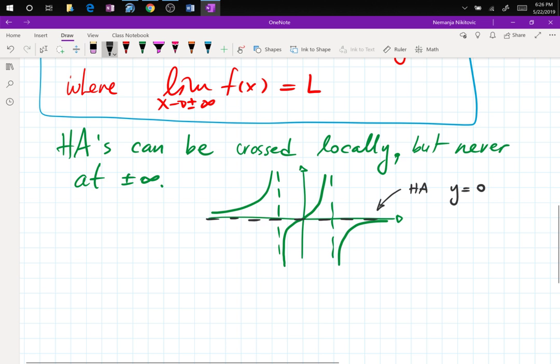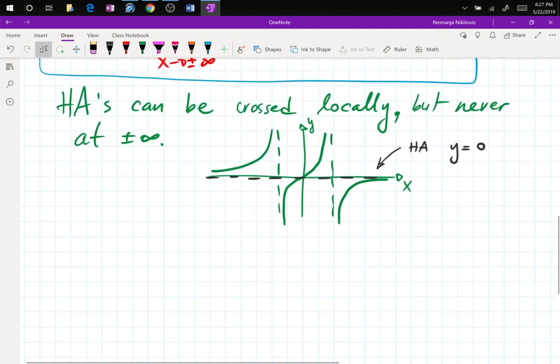How many times can you cross the horizontal asymptote? Many times. They are only obeyed at these ends, at the infinities. That's the only place where they have to be obeyed. The rest you can cross. Now, vertical asymptotes are obeyed all the time. A function never touches, never crosses the vertical asymptote. Horizontal asymptotes are not as strong.